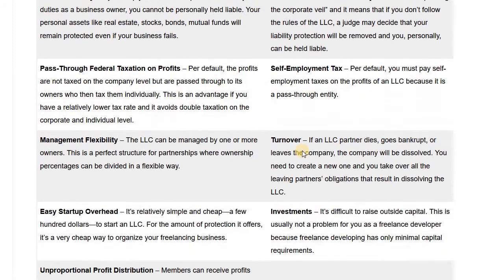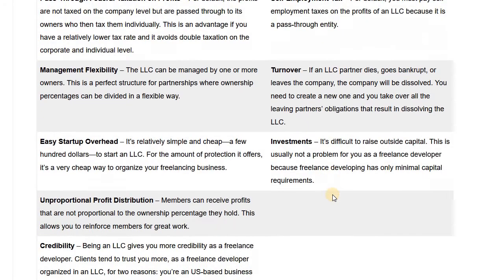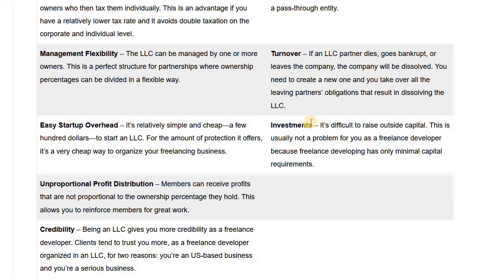There can be turnover, so the LLC basically dies if a partner dies, goes bankrupt or leaves the company. Then the company will be dissolved and you need to create a new company. And basically by doing this, you take over all the leaving partner's obligations that result in dissolving the LLC. So this can be a disadvantage.